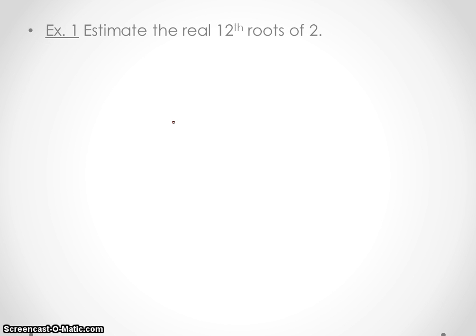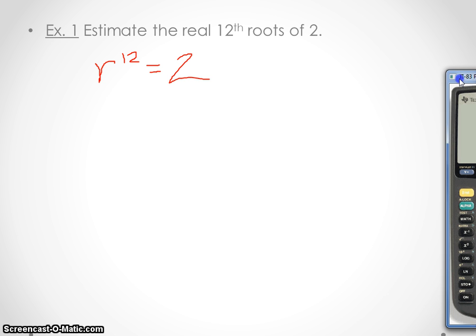Example 1, we're going to estimate the real 12th roots of 2, because if you remember from our last video, we ultimately wanted to find the ratio of the piano keys. So we had r to the 12th equals 2, or 2 equals r to the 12th. Same difference here. Essentially, this means what number times itself 12 times will give me exactly 2. And as we know, there's probably not an exact number that's going to work for us here.